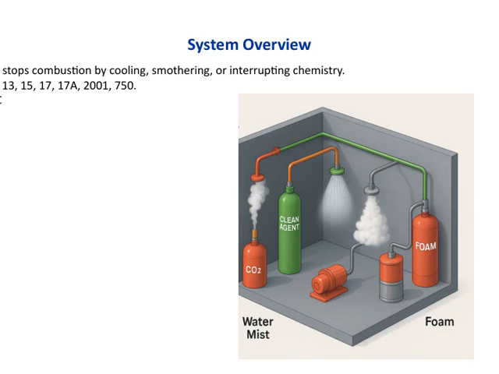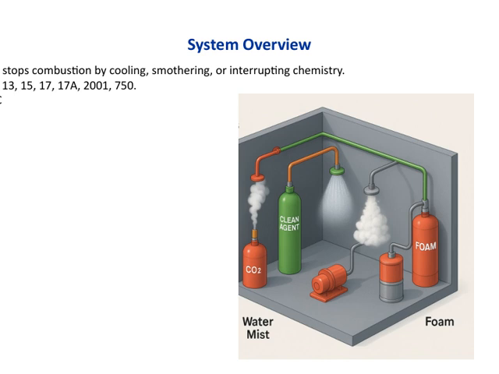All right, let's dive into the system overview. Fire suppression works by stopping combustion, and it does this in a few key ways: cooling the fire, smothering it to cut off oxygen, or interrupting the chemical reactions that keep the fire burning. These methods are essential in controlling and extinguishing fires effectively.